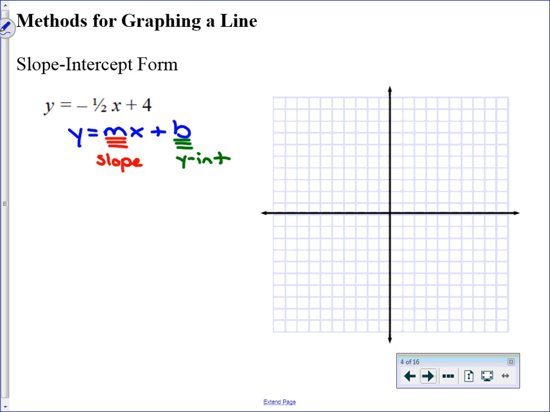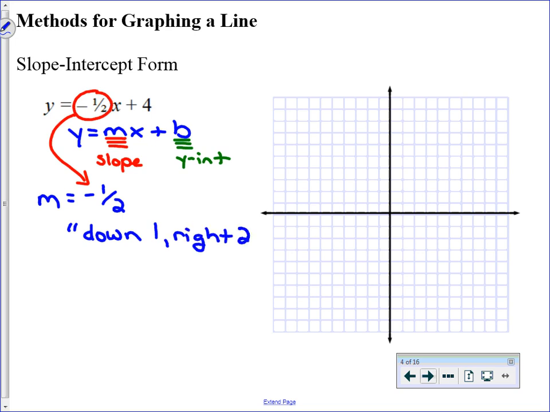So based off of what we have, we see with this equation that our slope is a negative 1/2. It's the number that is directly before the x. This is how we figured out the slope. And knowing that, if you need a little bit of a helpful reminder, the slope in this case means that you go down 1 and you go to the right 2 spots.